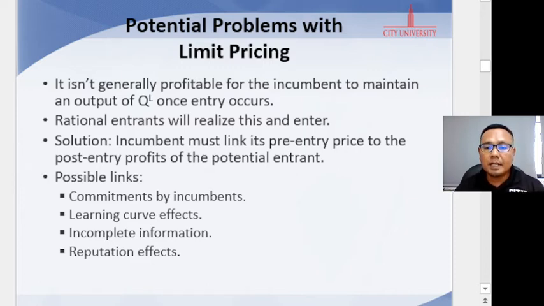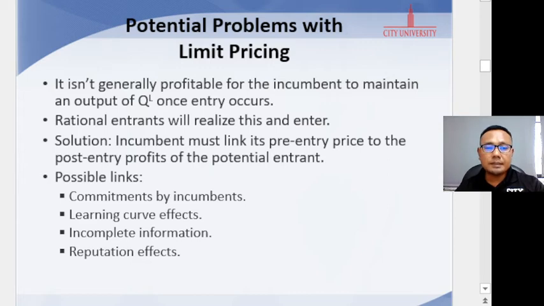In fact, the low price charged by the incumbent plays no real role in preventing entry. The entrant opts to stay out because it believes the incumbent would produce at least QL units if it entered. So in light of this observation, a better strategy for the incumbent would be to charge the monopoly price and produce the monopoly output, that means QM, but threaten to expand output to QL if entry occurs. If the potential entrant believes this threat and stays out of the market, the incumbent will earn higher profit from this strategy than under limit pricing.